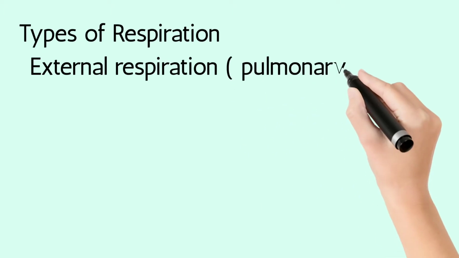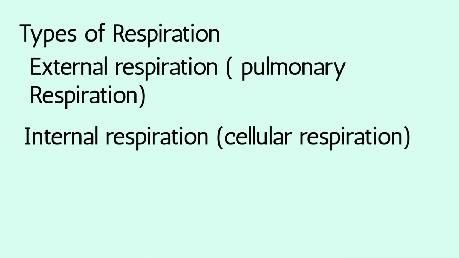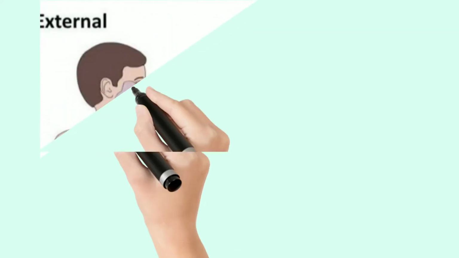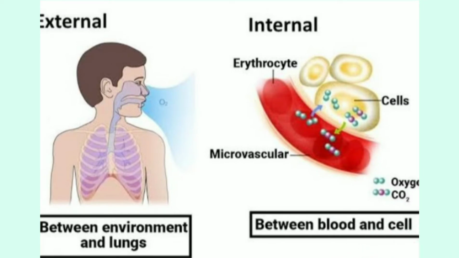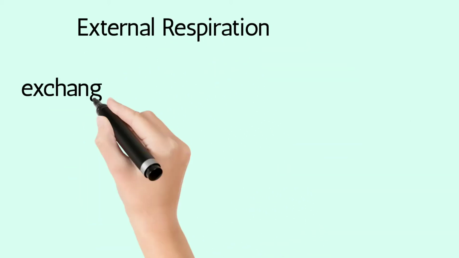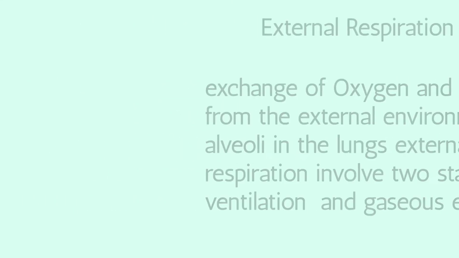Types of respiration. External respiration is also known as pulmonary respiration, while internal respiration is also called cellular respiration. External respiration occurs between the environment and lungs, and internal between blood and cells. Here, external respiration: exchange of oxygen and carbon dioxide between the external environment and the alveoli in the lungs. External respiration involves two stages, ventilation and gaseous exchange.